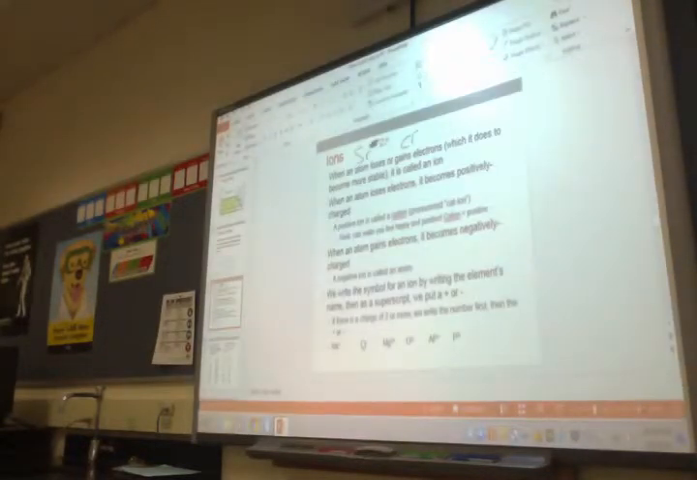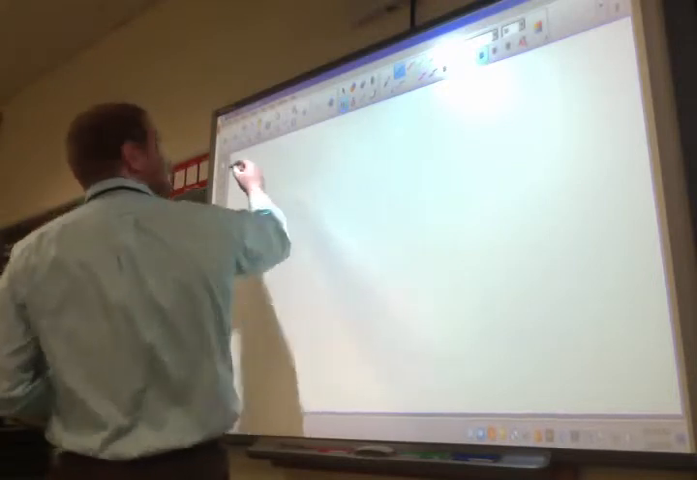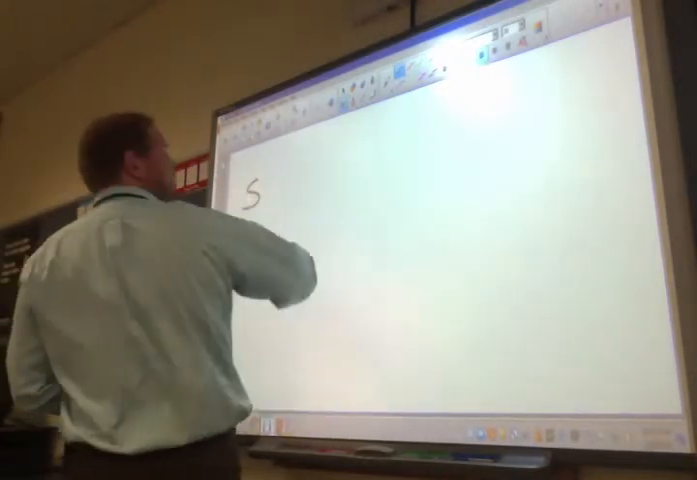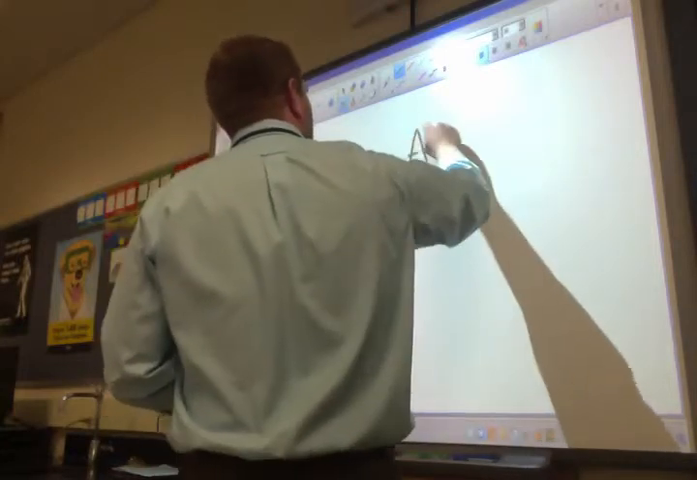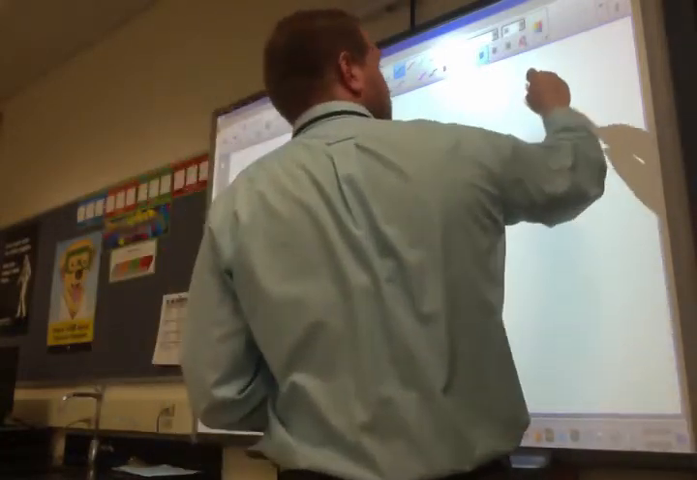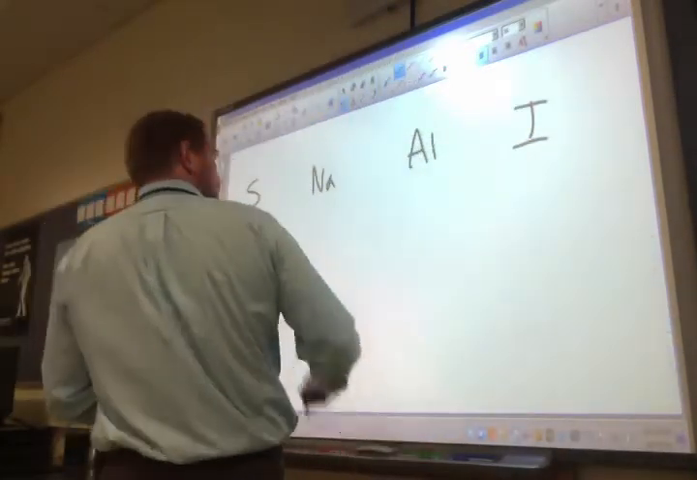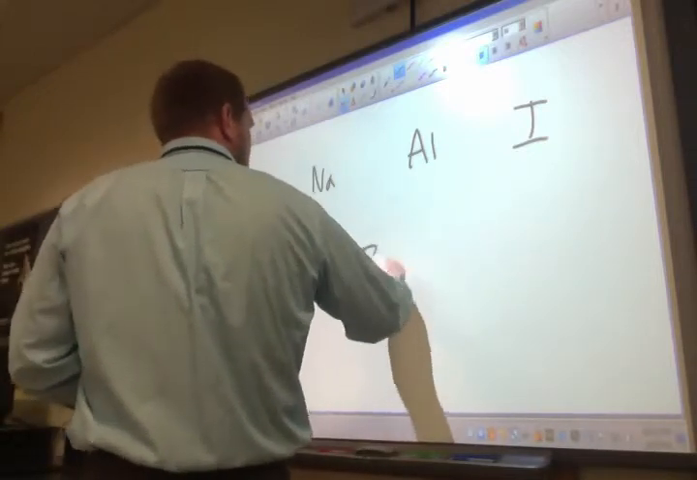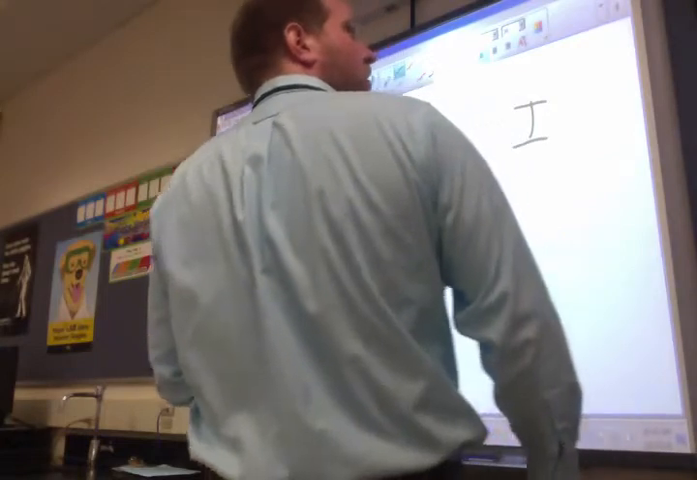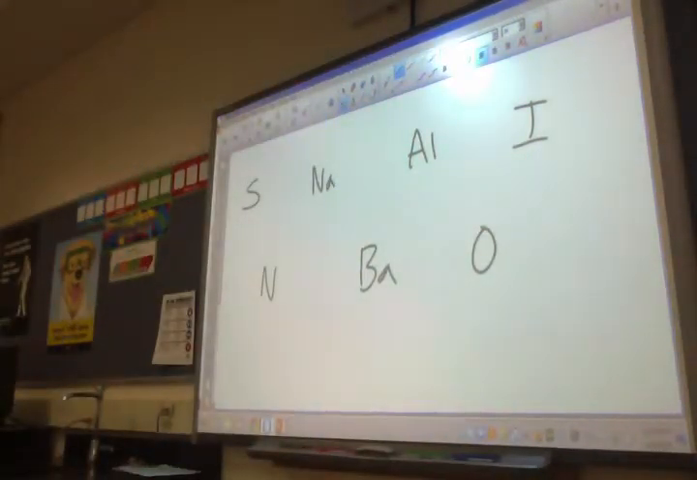I wrote some more down here, but let's do some more examples. Sulfur, sodium, aluminum, iodine, nitrogen, barium, and oxygen. Write those down and write the ions that those are all going to form.